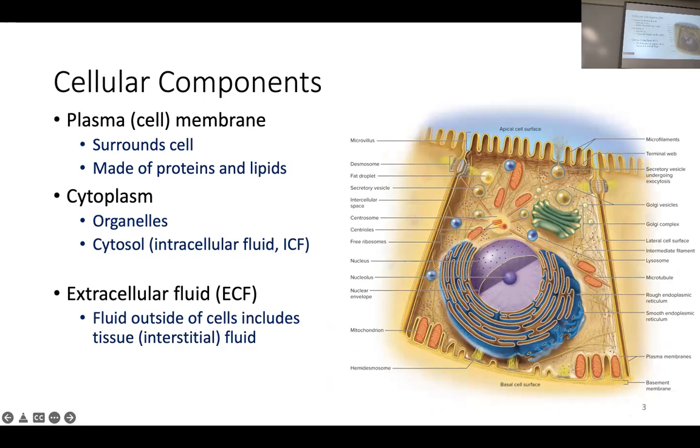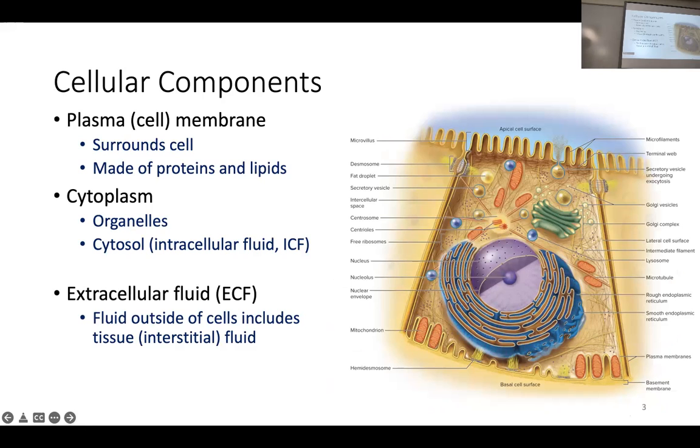The main components of the cell, if we break it down very broadly: the plasma membrane, or the cell membrane, is the border around the cell. We're going to go into some detail on that today. It's primarily made of lipids. It also has proteins in it, but proteins and lipids make up the cell membrane.